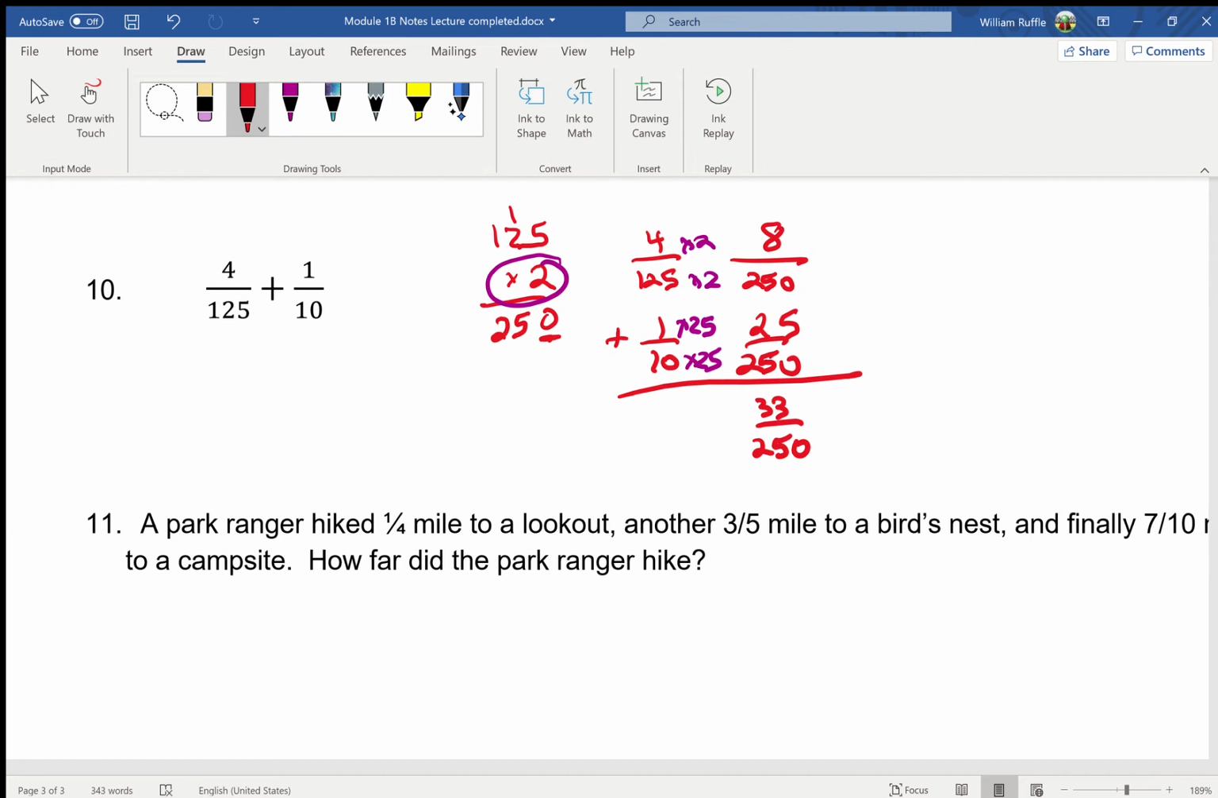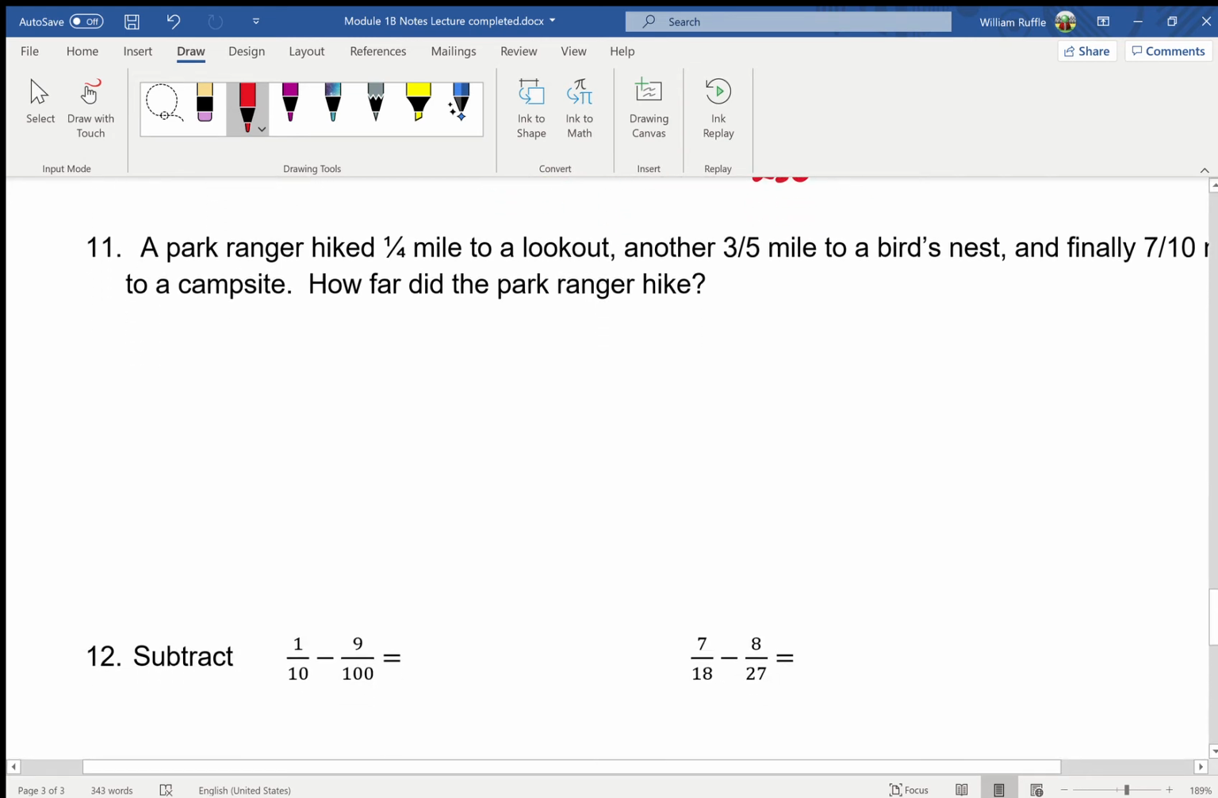Well, that's my answer. Now 33 is divisible by 11 and 3, but neither one of those go into 250. So I cannot reduce that any further, so that would be my answer.